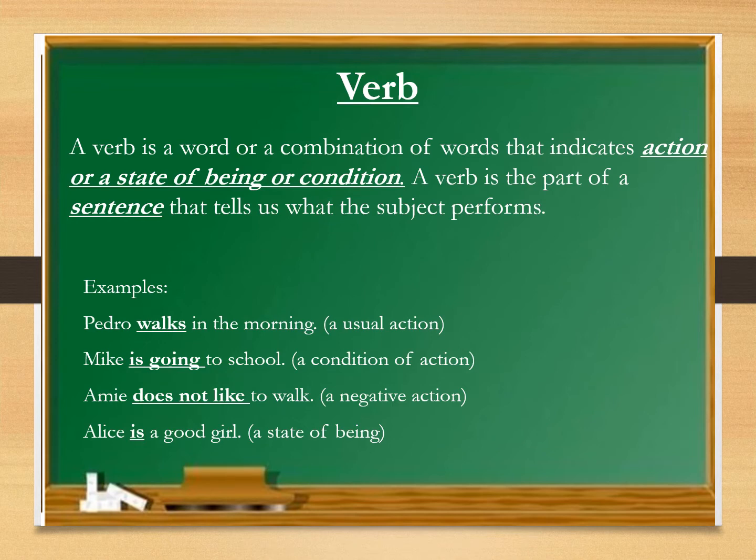Examples: Pedro walks in the morning. Walks is a usual action. Mike is going to school. Is going is a condition of action. Amy does not like to walk. Does not like is a negative action. Alice is a good girl. Is is a state of being.